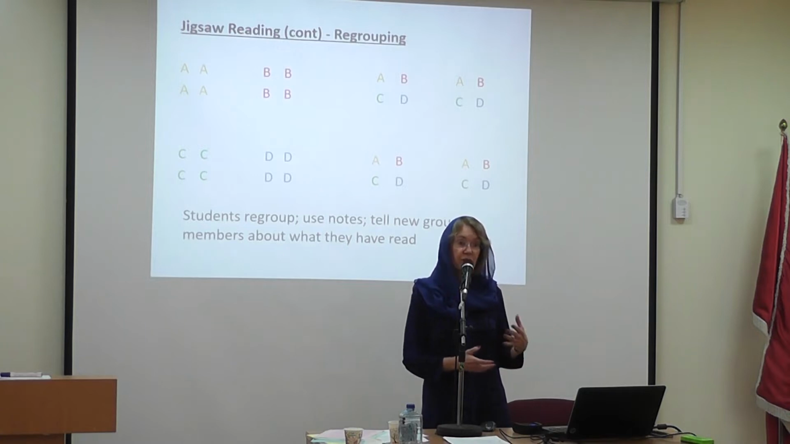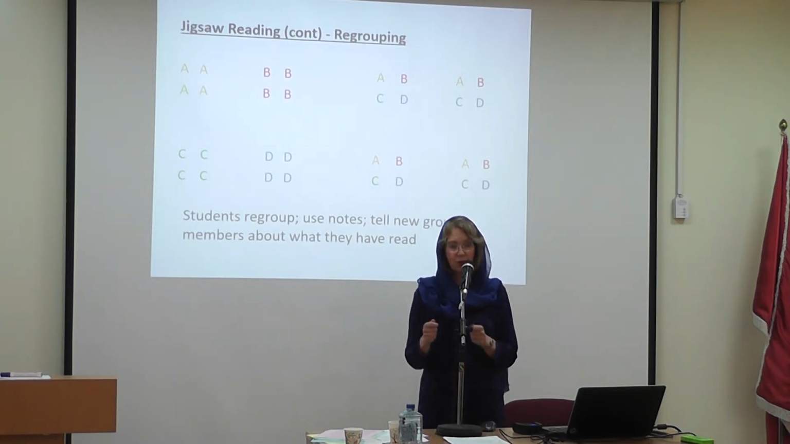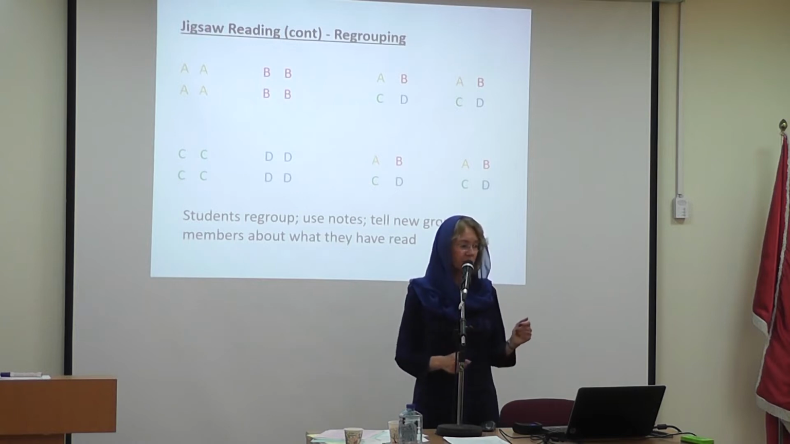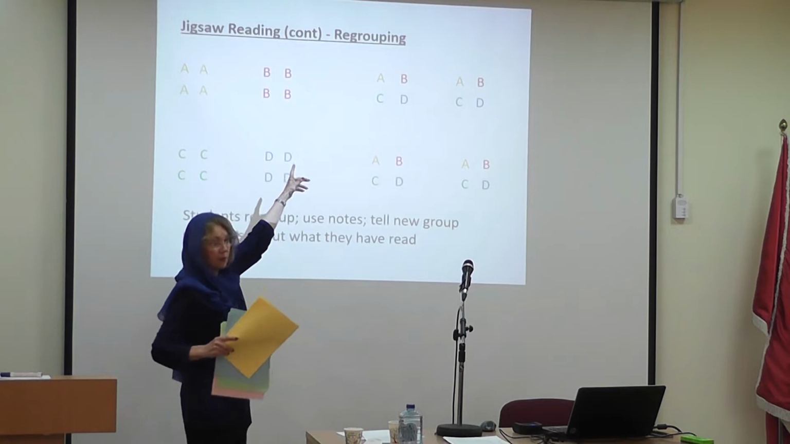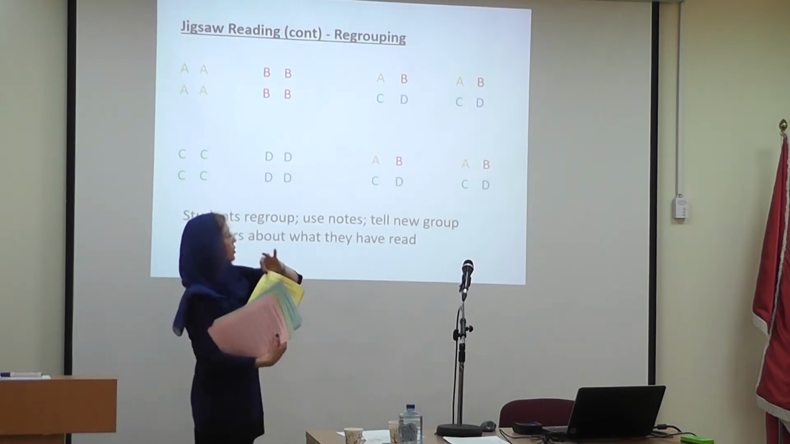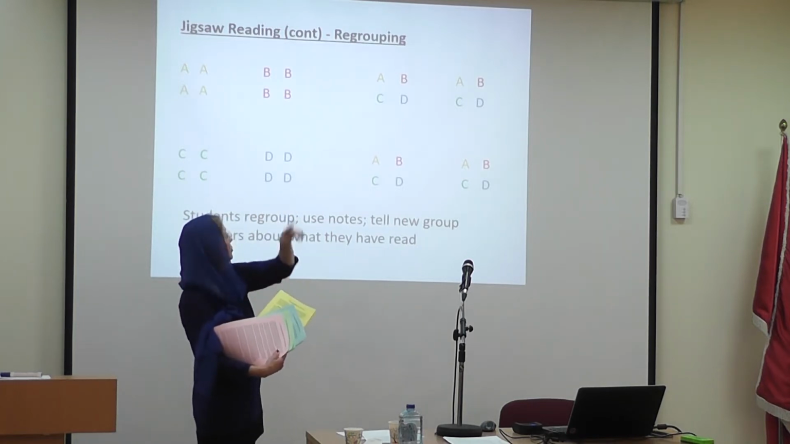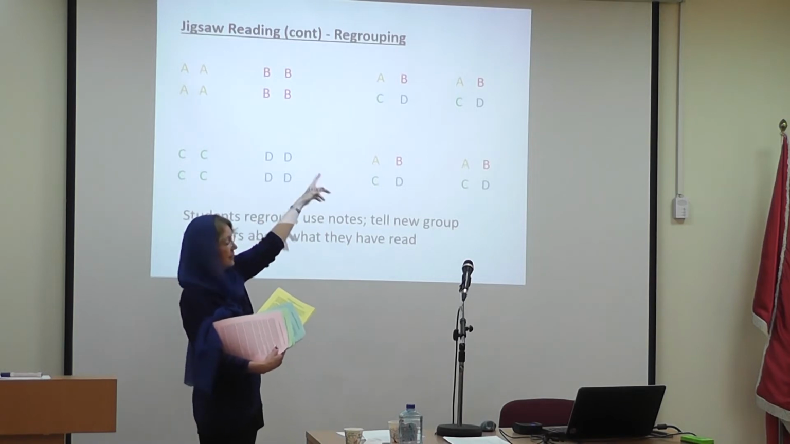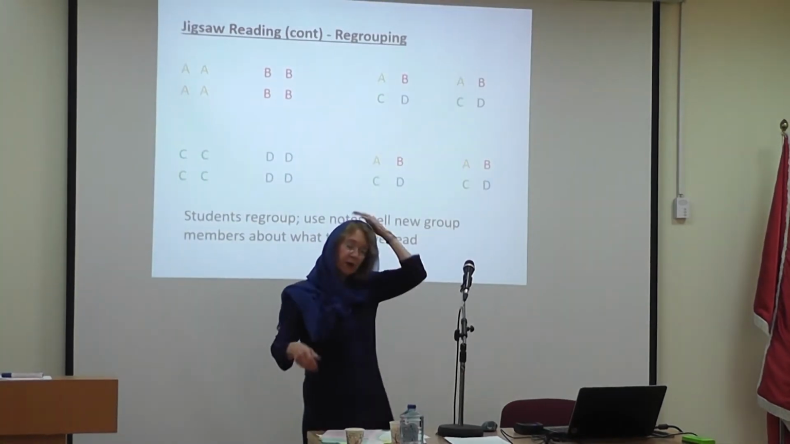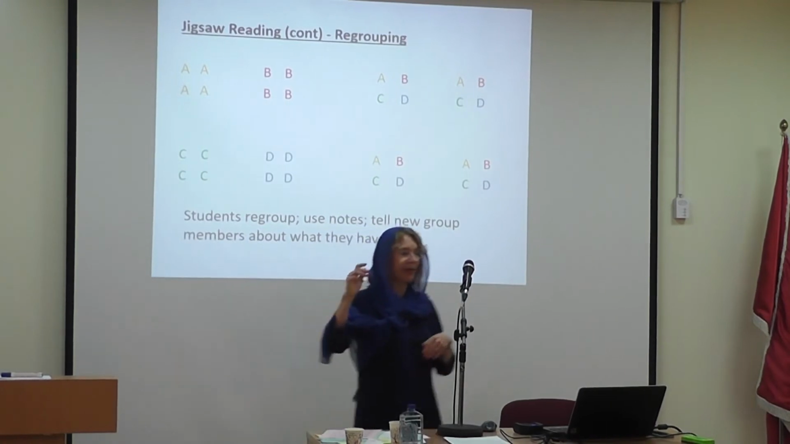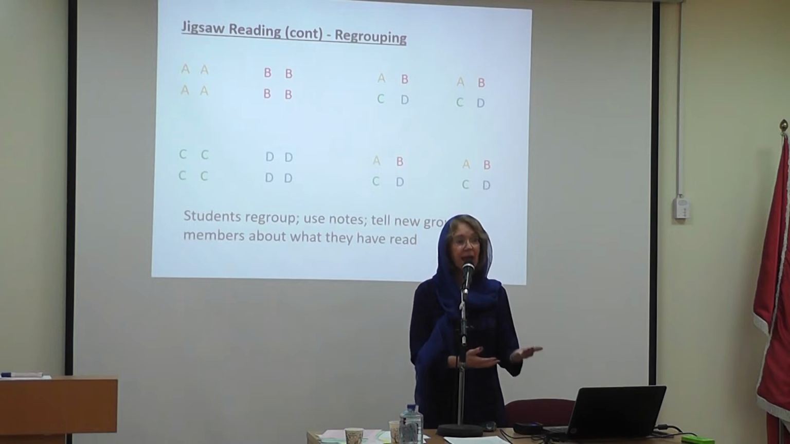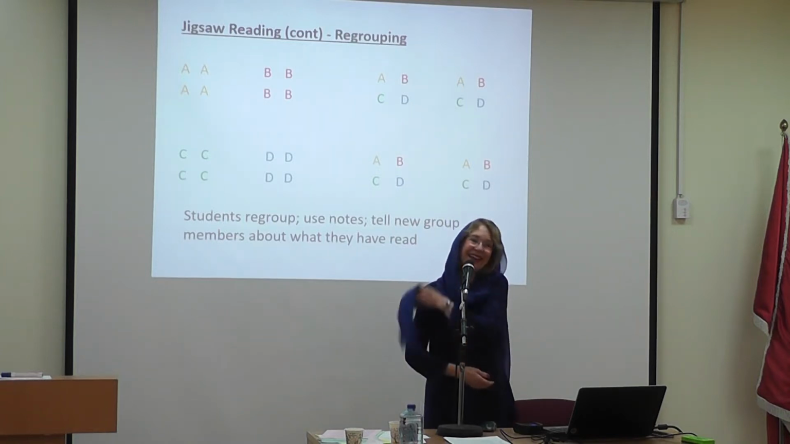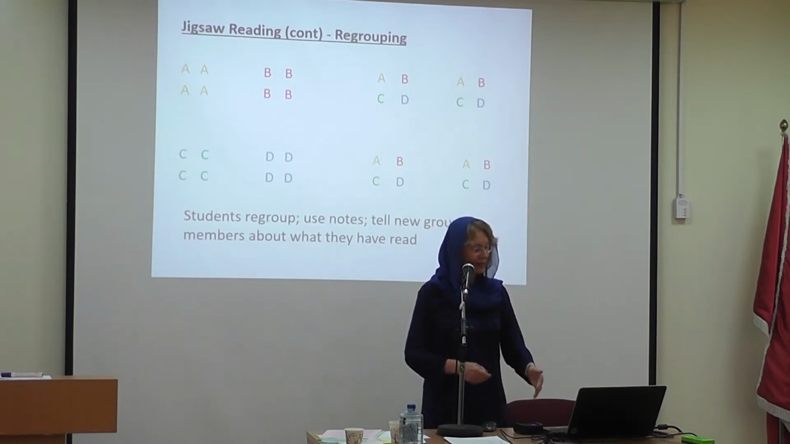Then the students regroup. So they take their notes. So you have a student from the A group who did the yellow sheet, a student from the pink group who did the pink sheet, C and D. So then the new group has four students who have read different articles and have notes from that article. Is it clear? Yeah. It's a bit hard to explain sometimes.